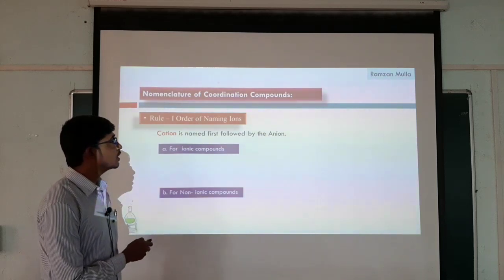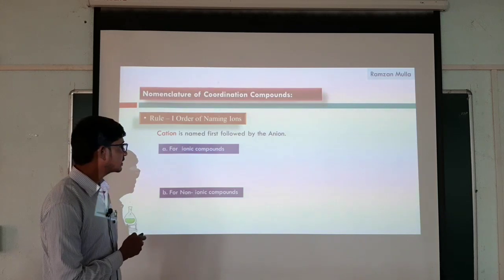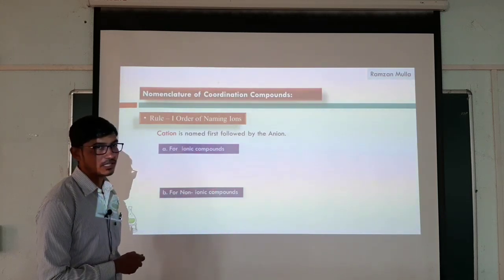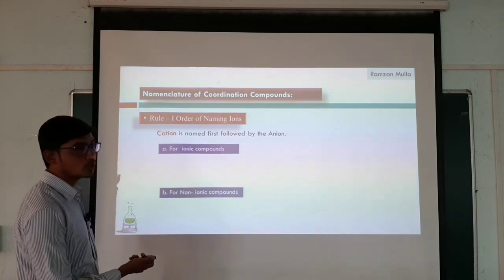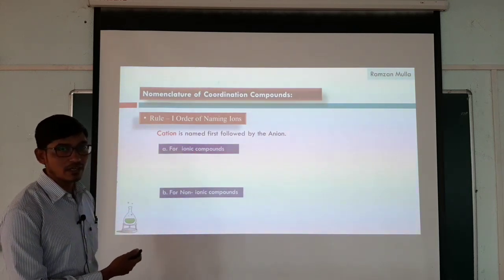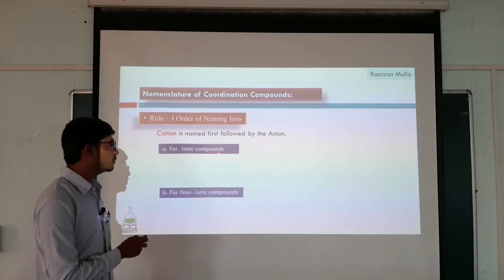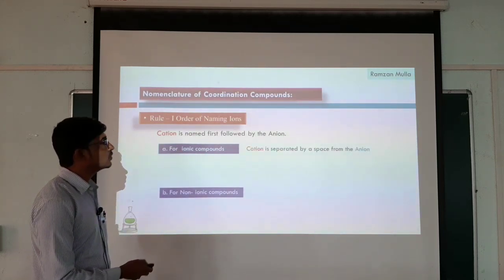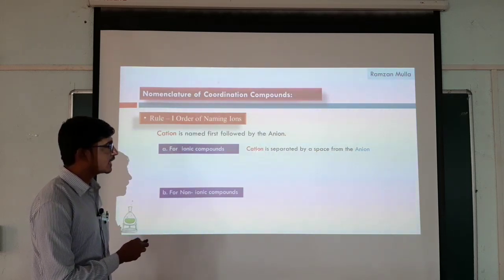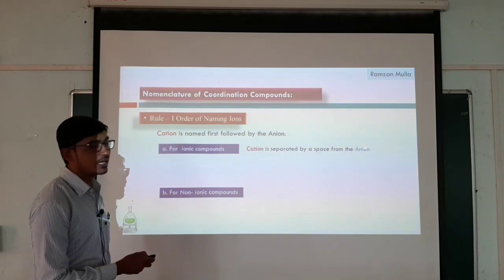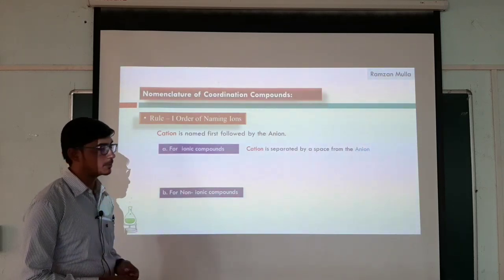So in coordination compounds, we have mainly two types of complexes. One is ionic complex and one more is non-ionic complex. Ionic complex means this complex may contain either a positive charge or a negative charge. So whenever we write the name of such ionic compounds, we have to follow this rule. First we write the name of the cation and then the name of the anion. In between those two we have to leave a single space.